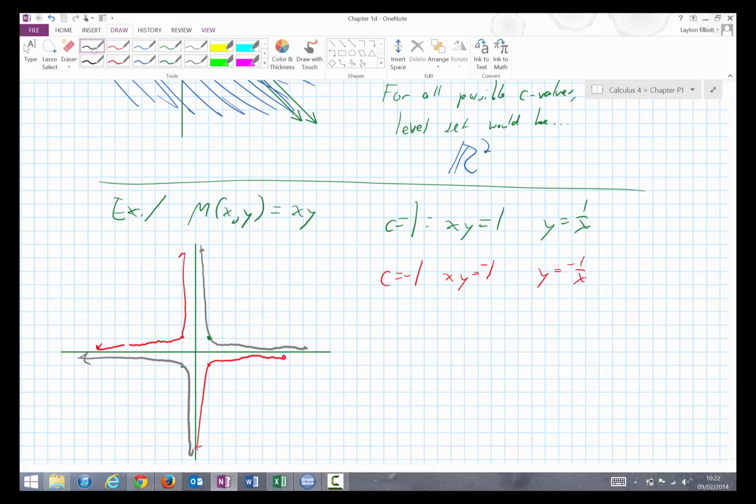Let's say I get c equals 2, and xy is equal to 2, or y is equal to 2 over x. Then I have the points (1, 2) and (2, 1). And so my graph's going to look something like this. And if I do c equals negative 2 and c equals positive 2, then I'm going to kind of get all of those. And you can sort of see how this is going to look. It's just kind of drawing further out a bit.